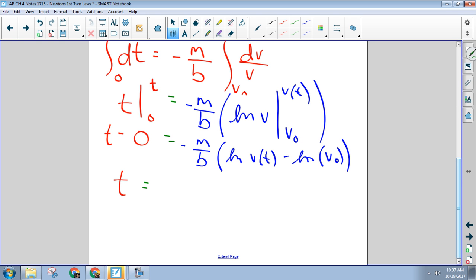There's a couple ways of doing this. What I tend to find works best, as much as it sucks, is to use logarithm rules. Do you guys remember what natural log of something minus natural log of something else is? Division, right? So this becomes negative m over b times the natural log of v of t over v naught.